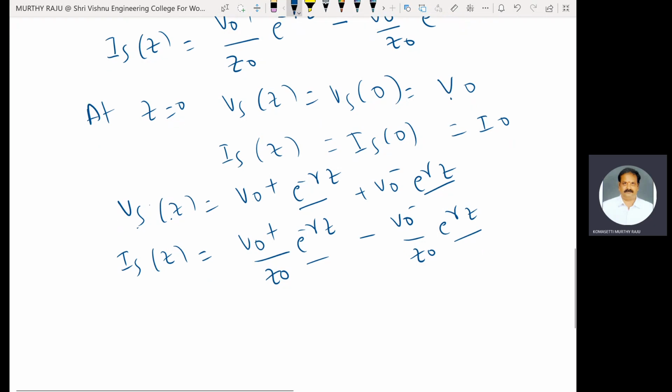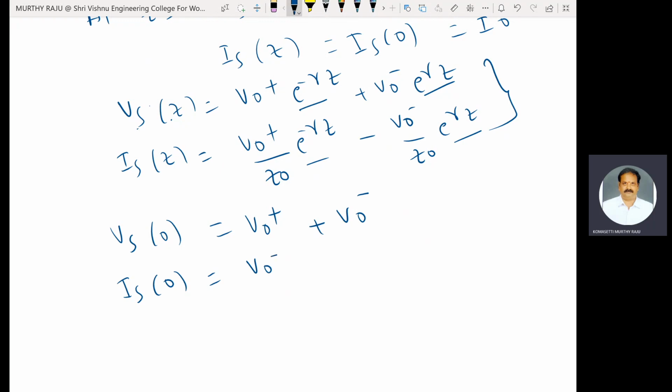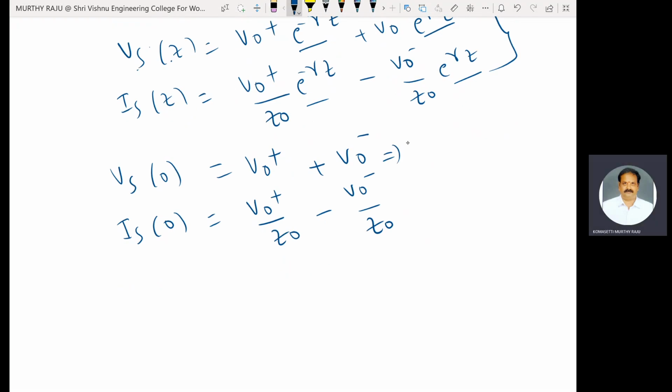Substitute Z is equal to 0 in the above two equations. That means Vs of 0 is equal to V0 plus into 1, plus V0 minus. Is of 0 is V0 plus by Z0 minus V0 minus by Z0. Therefore, Vs of 0 is equal to V0 plus plus V0 minus. Is of 0 times Z0 is equal to V0 plus minus V0 minus.